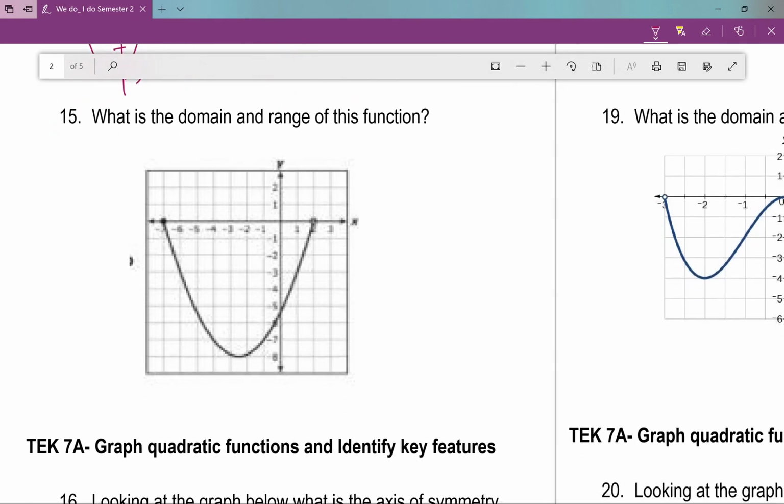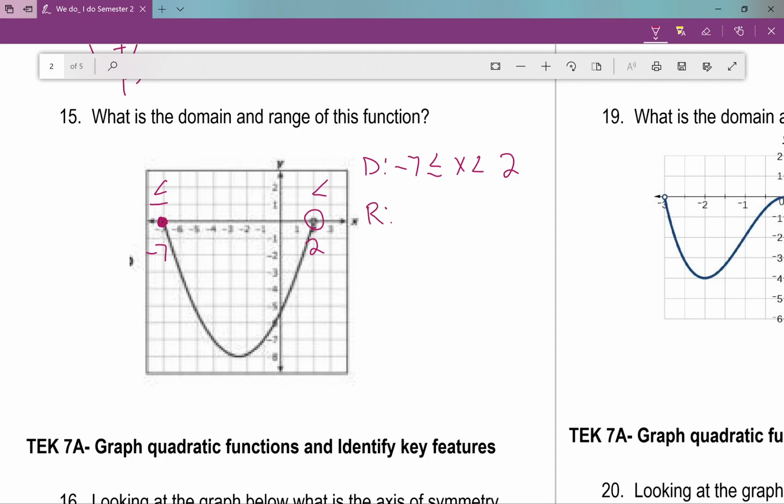Okay, number 15 says, what is the domain and range of this function? Notice right here, this is an open circle, and this one's a closed circle. Remember, closed circle means less than or equal to, open circle means less than, always. So when we're finding the domain, we need to look at the x values. So the x value right here on this side is negative 7, and the x value over here is 2. So our domain is going to be negative 7 less than or equal to x less than 2 because of those closed dots and the open dot.